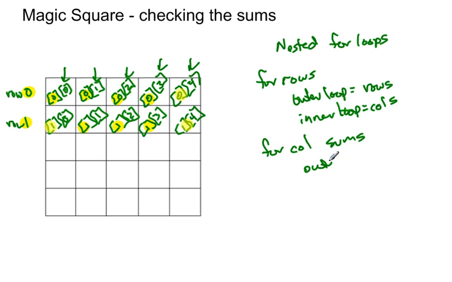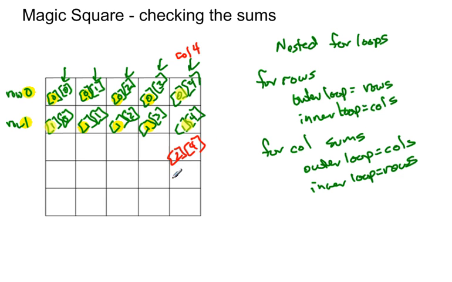Now, for column sums, you switch them up. Now your outer loop is going to be your columns, and your inner loop will be the rows. So if we take, for instance, column 4, you're going to see that the columns all stay with 4. And you'll notice that the column values were all 4. They match up with this. The rows go 0, 1, 2, 3, 4.